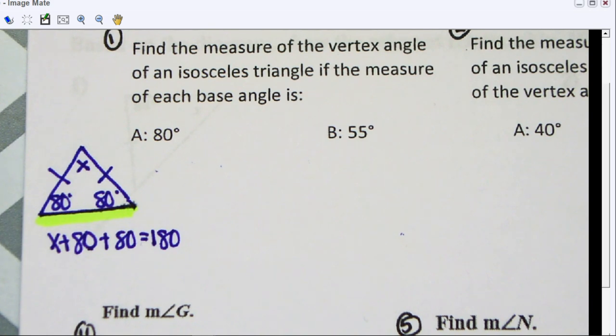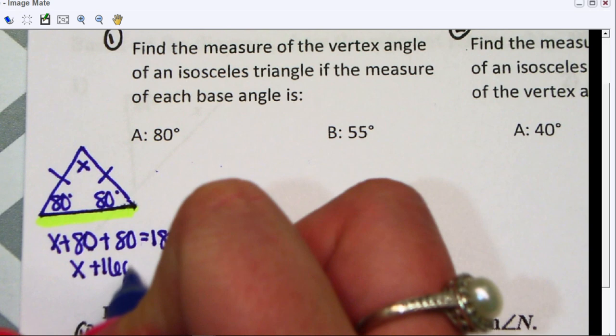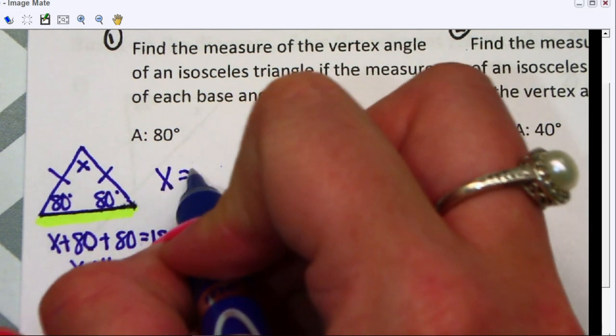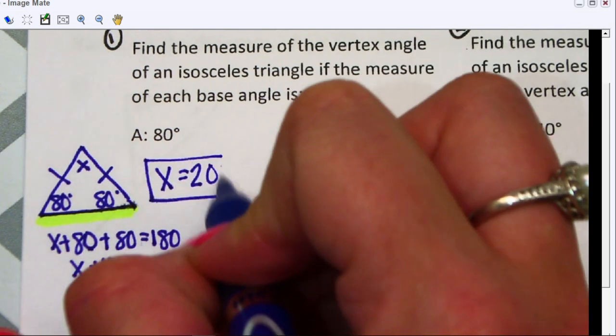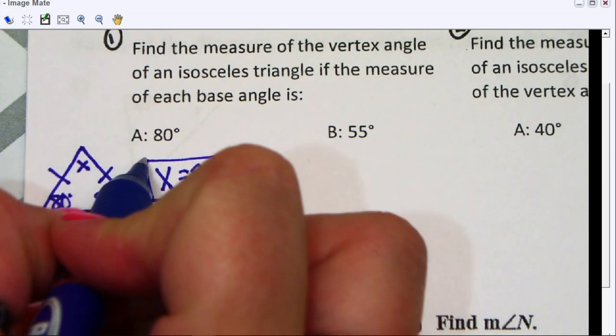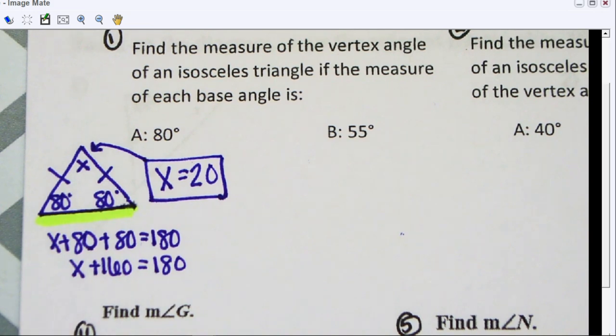All right, what's 80 plus 80? Good. 160. So what is my x value? Good. x is 20. How can we check ourselves to make sure that we did that algebra correctly? Good job. We can always add all the angles up together. So this angle here is 20. So I can do 80 plus 20, and I should get 180 back.